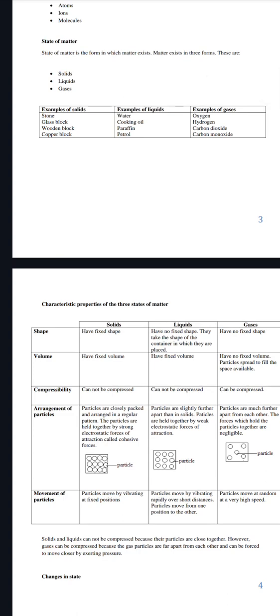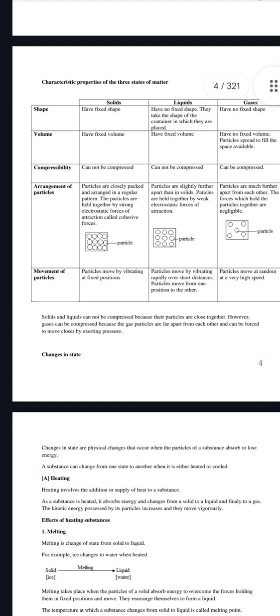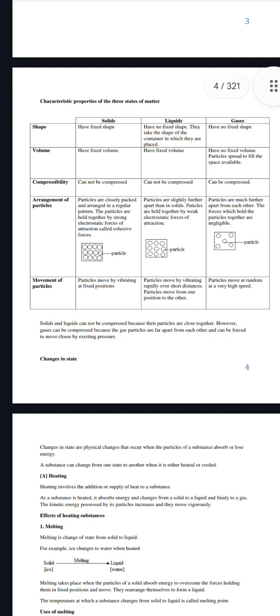Why are we only finding atoms instead of molecules? Because they are gases that do not react or form a bond. They do not react with other elements. Then the other part is on the properties of the three states of matter. We'll start with the shape, then volume, compressibility, arrangement of particles, and movement of particles.